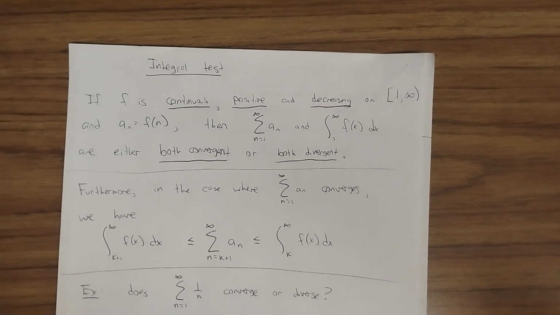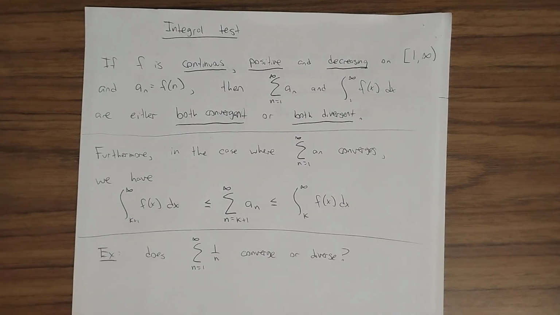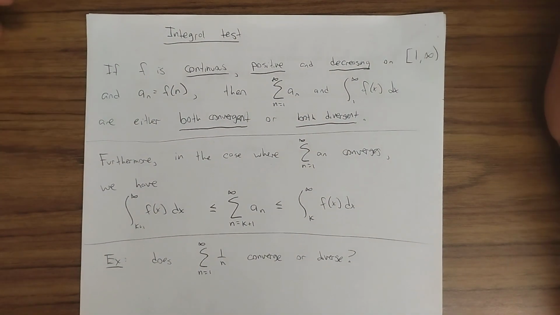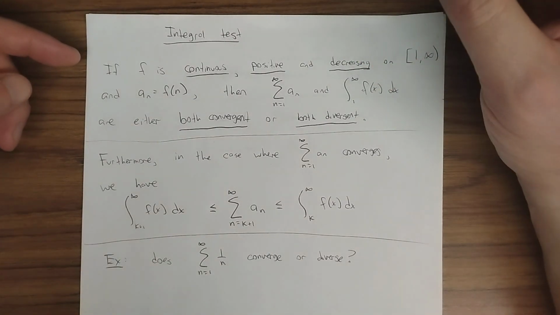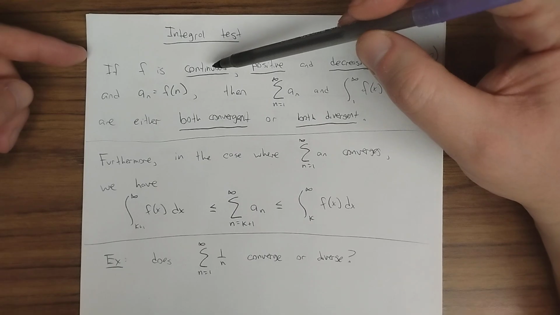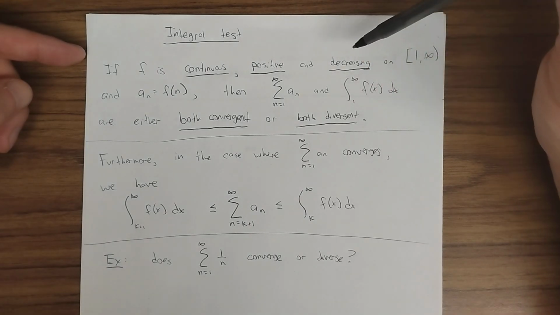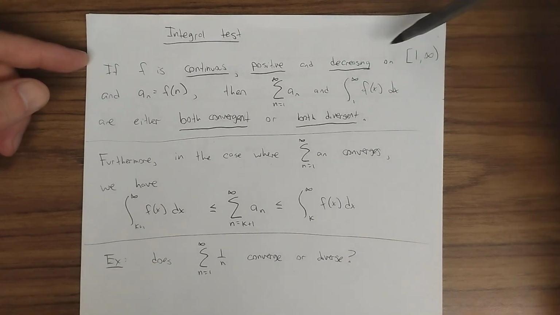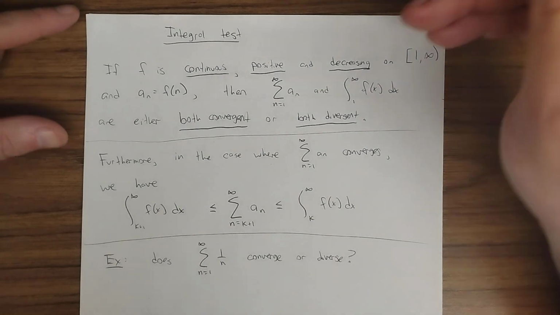Okay, so let's talk about the integral test. This is one of several tests that we're going to learn that can tell you whether a sequence converges or diverges. So here we go. If we have a continuous, positive, and decreasing function, and it only has to be these things on the interval from 1 to infinity. So it only has to be continuous, positive, decreasing on this interval.